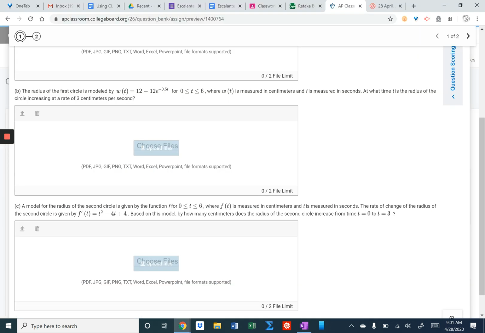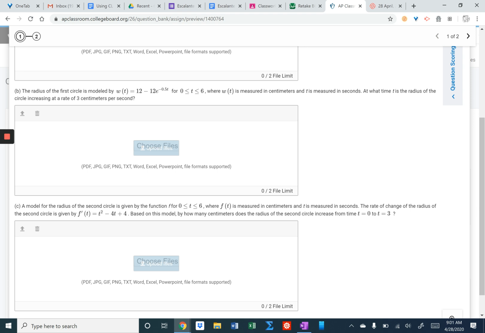For part C, this is a model for the radius of the second circle. This is given by a function f for t between 0 and 6, where f of t is measured in centimeters, t is in seconds. The rate of change of the radius of the second circle is given by this function f prime of t, based on the model. How many centimeters does the radius of the circle increase between 0 and 3?